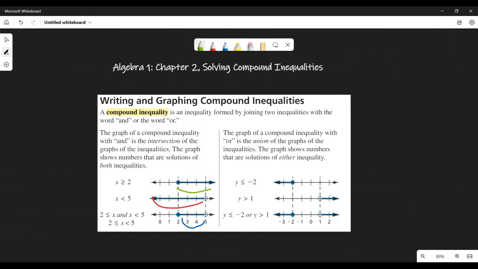The two inequalities we have here are x is less than or equal to -2, which is graphed here, and then we have x is greater than 1, which is graphed over here. When they're graphed together, they do not intersect on the number line, so it's an "or" situation. So it's x is less than or equal to -2, or x is greater than 1.